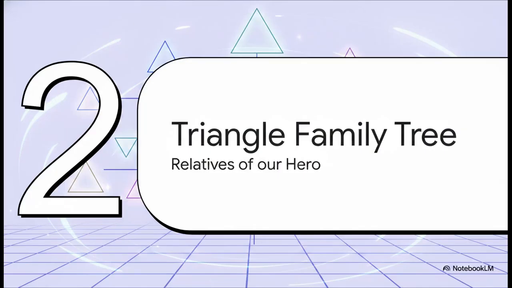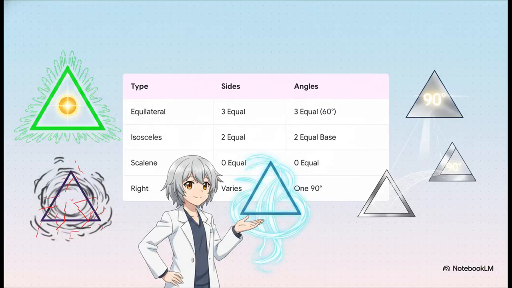Moving on to section 2, the triangle family tree. Think of triangles as a kind of spectrum. On one far end, you have the equilateral triangle. That's total uniformity, all three sides and angles perfectly equal. Then, way over on the other end is the scalene, completely asymmetrical, zero equal sides.